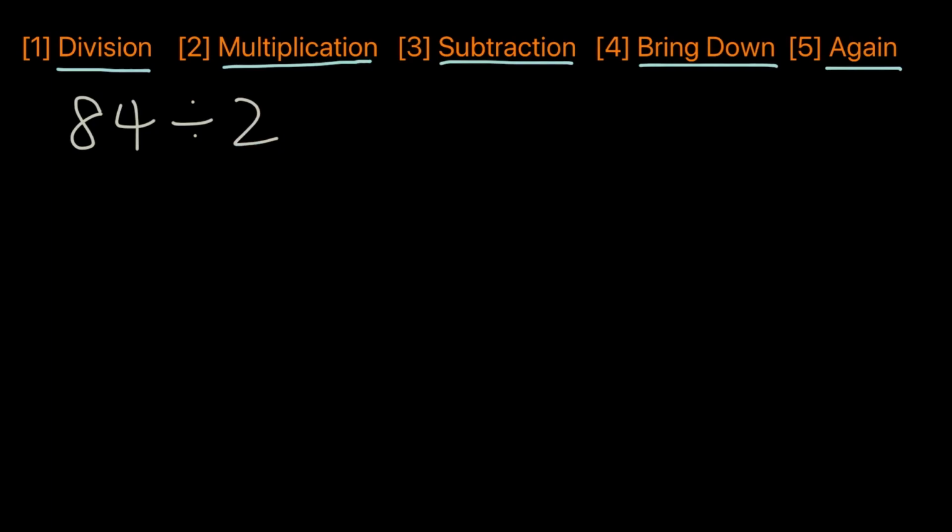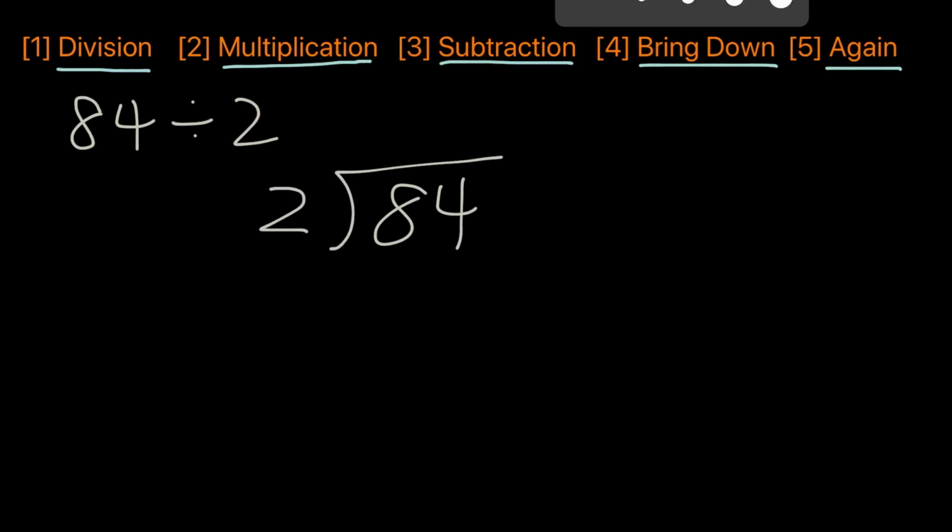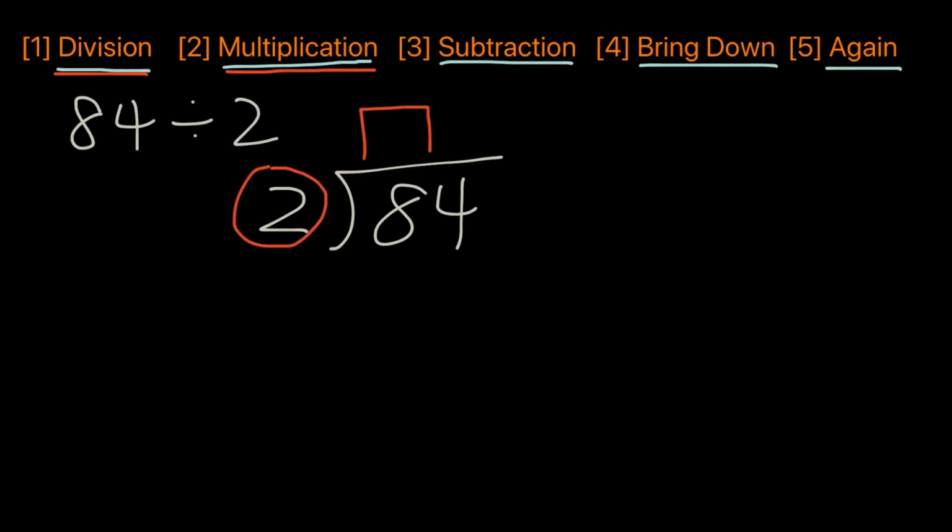So the first thing that we want to do is to write out the division format. 84 divided by 2. Okay. Now that the division part is done, we're gonna go to the multiplication portion. The divisor in this case is 2, and we need to times it by a number to be either equal or the greatest number less than 8.